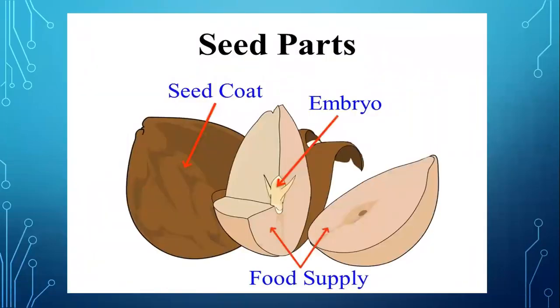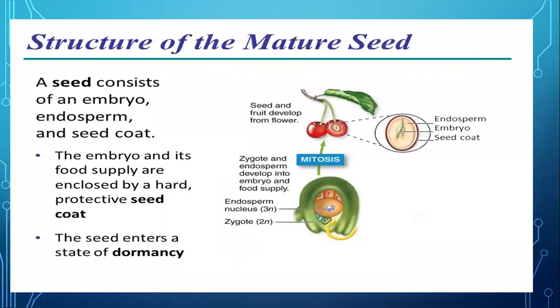Here you can see the three basic parts of a seed: a seed coat to provide protection to the embryo, an embryo that is a living plant to give rise to a new plant, and there is the food supply, that is a storage of the food for the embryo during the process of germination.